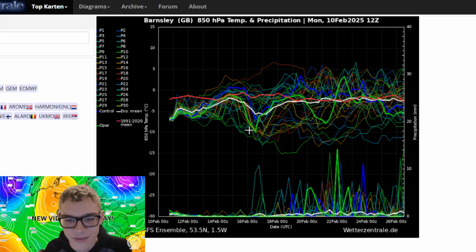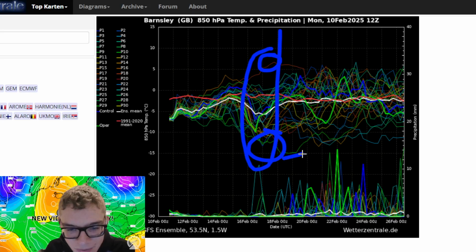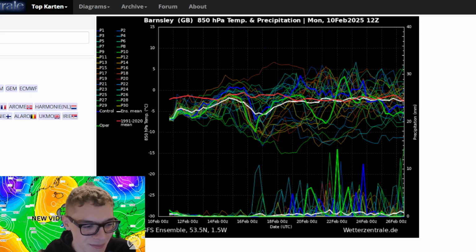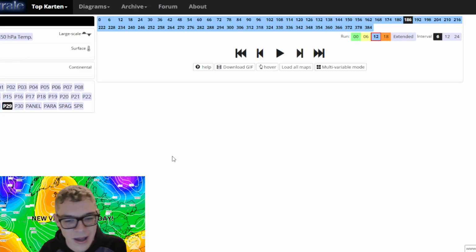Look on the 16th. Massive scatter. Some runs going to 5 degrees, like this outlier here. Some going down to -10, -15. Look at this run at the bottom. Look at this run here. Let's have a look at this one then, everyone. This run is an extreme run.